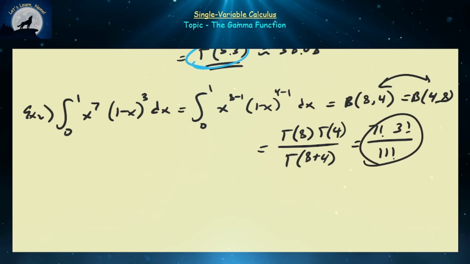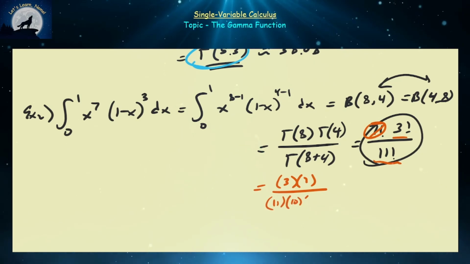Right? And we should know how to simplify that, because keep in mind, 11 factorial is 11 times 10 times 9 times 8 times 7 factorial. So we're just going to be left with our 3 factorial on top and a reduced version of 11 factorial on the bottom. So we're going to be left with 3 times 2 on the top, and then 11 times 10 times 9 times 8 on the bottom.